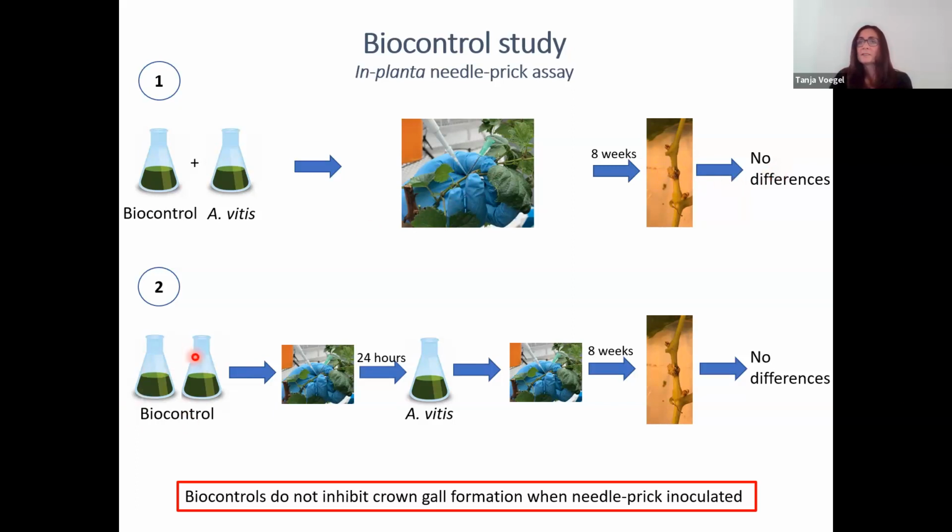We then changed the experiment a little, and we used double the amount of biocontrols and inoculated them first, waited 24 hours for the bacteria to establish, and then added 1 part of the pathogen, again with needle prick, and waited another 8 weeks. And again, galls did develop, but again, there were no differences in size of galls. So the biocontrols that we have looked at here did so far not inhibit crown gall formation when we used this type of method.